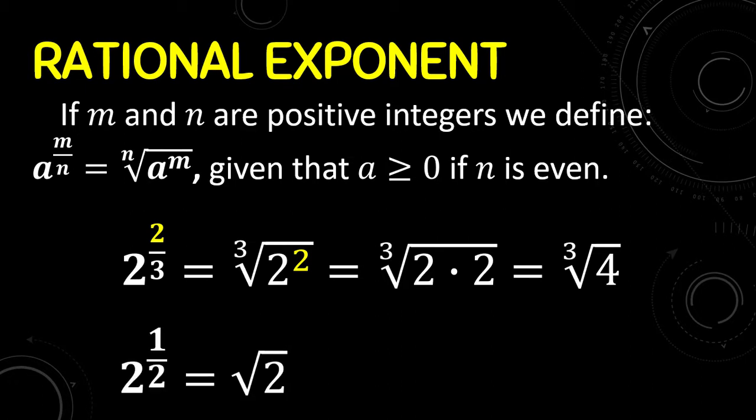Notice that the denominator 2 was not written as our index because we read it as square root of 2. So when there is no index number in a radical, it is already considered that the exponent of that number is 1/2.